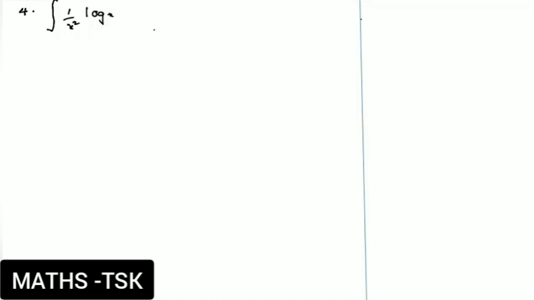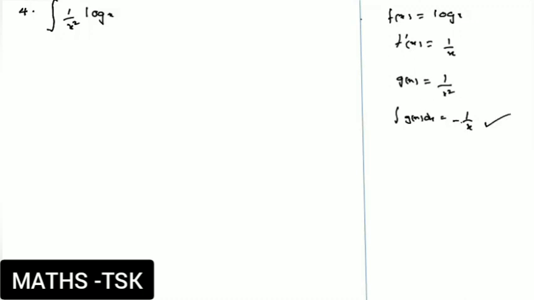So here clearly 1 by x square is also an algebraic function. So f of x is equal to log x. What is f dash of x? F dash of x is 1 by x. What is g of x? G of x is 1 by x square, isn't it? What is integration of g of x dx? Integration of 1 by x square is minus 1 by x. Derivative of 1 by x is minus 1 by x square. So here integration of g of x dx is minus 1 by x.